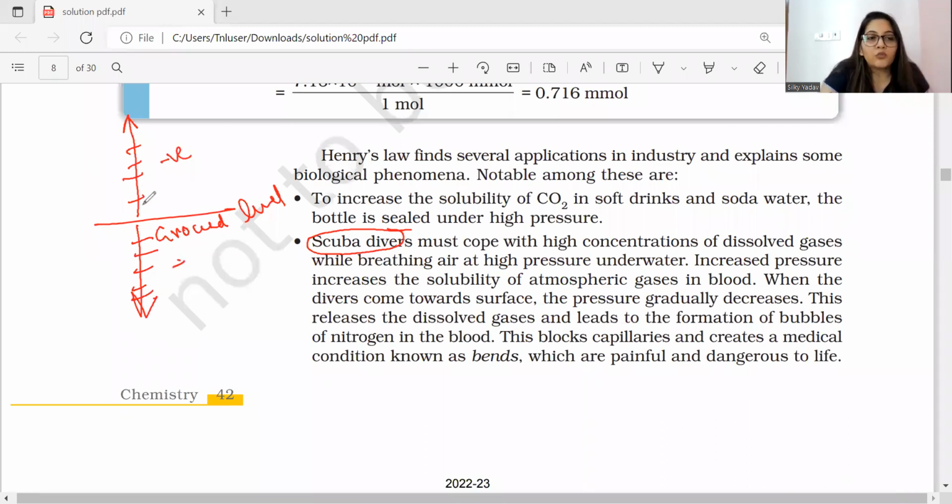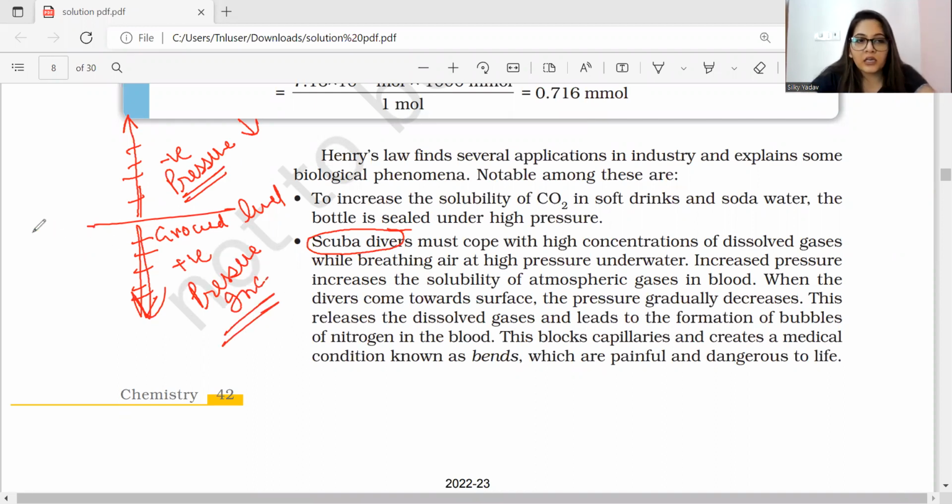That means when you're moving up the hills, when you're going above the ground level, the pressure is going to decrease. And when you're going down below the ground level, there the pressure is going to increase. So now when we are inside the water, inside a swimming pool, scuba divers don't go just seven or eight feet down like in a swimming pool. They go more than that, right?